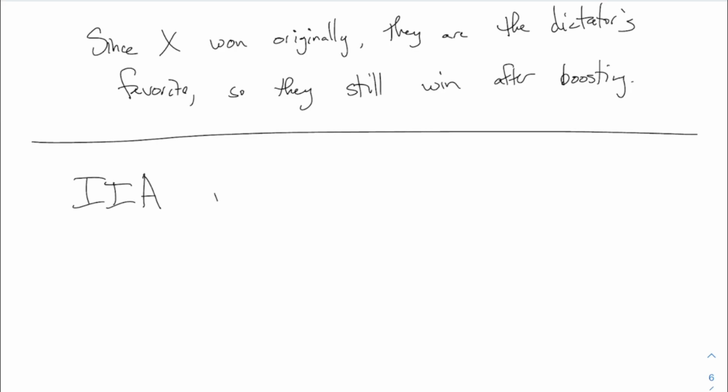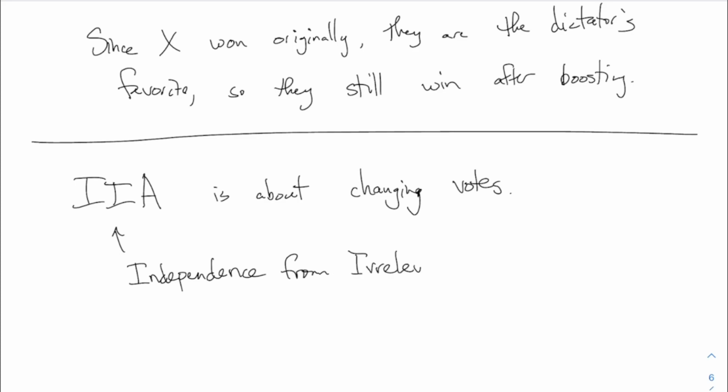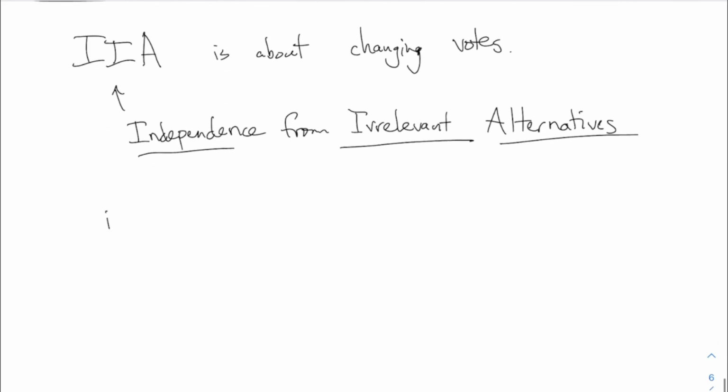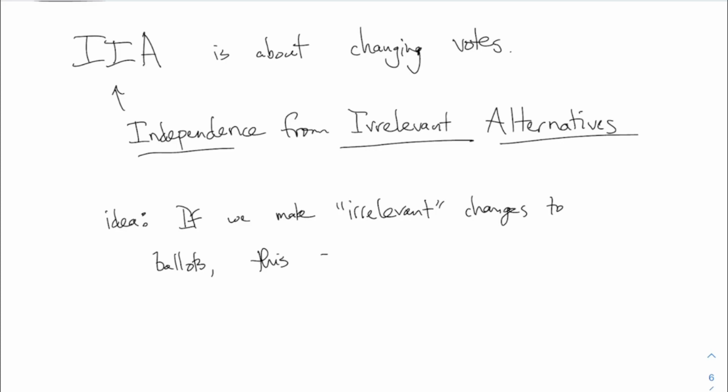The IIA is also about changing people's votes, but in a different way. Monotonicity is about boosting the winner up higher, all right? IIA is not about that. It's about changing things in a different way. So the very basic idea of IIA, it stands for independence from irrelevant alternatives. But I'm always going to write IIA. The very simplified idea behind this is that if we make irrelevant changes to the ballots, this should not change the result.